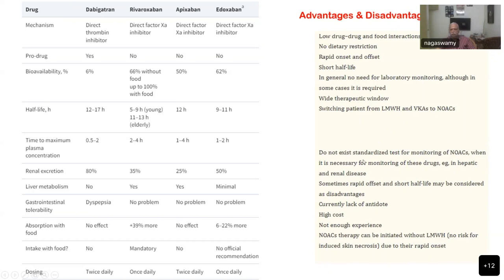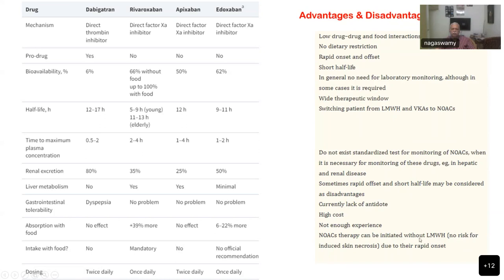Disadvantages are: there are no standardized tests for monitoring, though monitoring of these drugs is necessary in hepatic and renal disease. Sometimes rapid offset and shorter half-life may be considered disadvantages. Currently there is a lack of antidote, even though two are under experimental study. High cost, not enough experience, and not many publications.